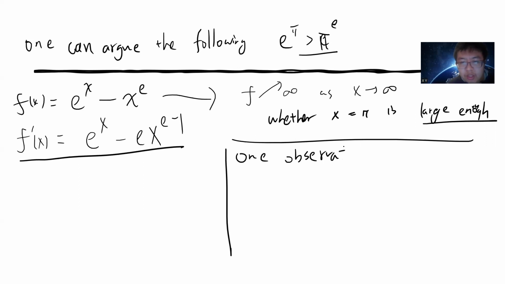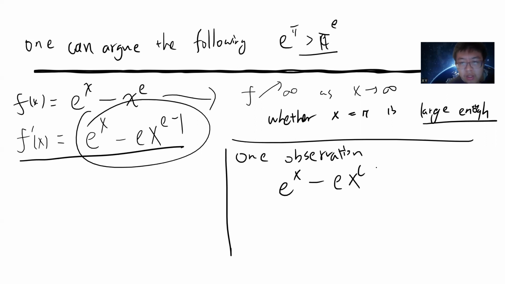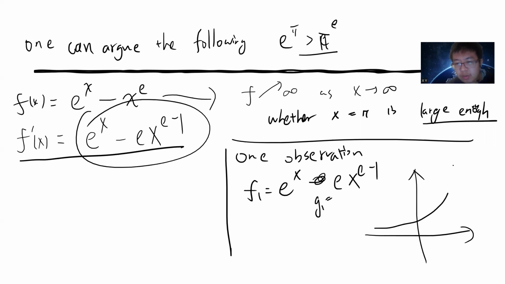One observation is that if I consider this function, maybe I call the first function f1 and the second function g1. This f1 is the exponential, and this is polynomial. So the obvious idea is that f1 will go here, and g1 will start here. You know that f1 will always be higher than g1 as x gets large enough.